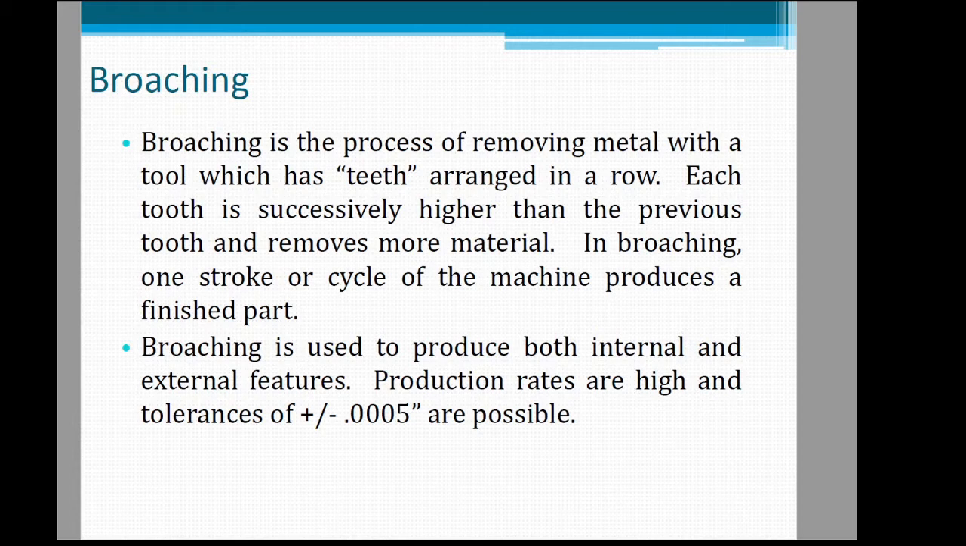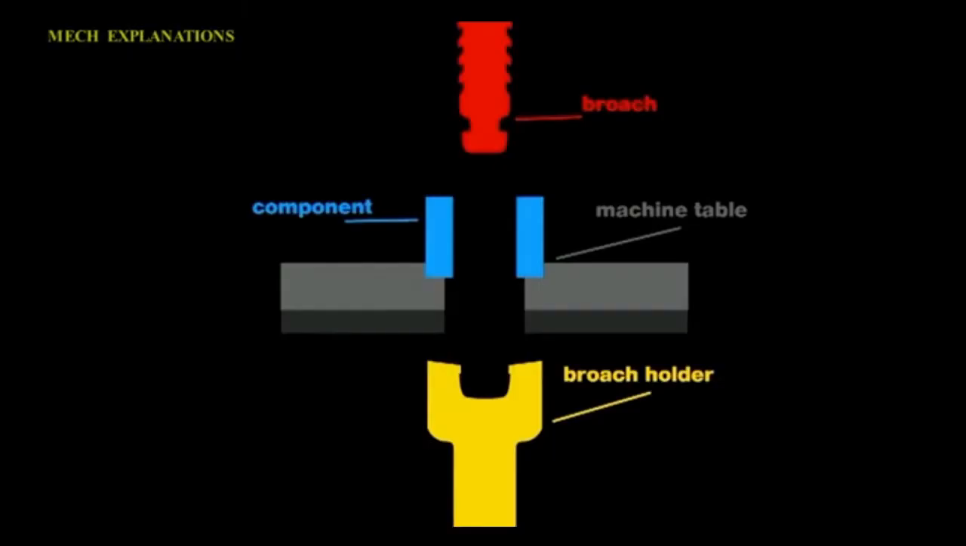The main advantage of the broaching operation is that the operation is faster, so that a complete machined workpiece is obtained in a single stroke. Broaching can produce internal and external machined surfaces. The production rate is high, and closer tolerances can also be obtained. For better understanding, let us go through a broaching operation video.